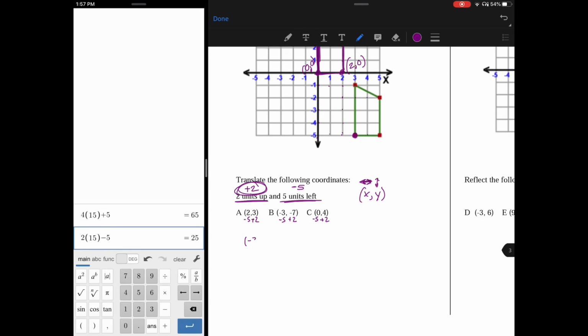2 minus 5 is -3, and 3 plus 2 is 5. So that's our new A. Our new B, -3 minus 5 is -8, and -7 plus 2 is -5. And then our new C coordinate, 0 minus 5 is -5, and 4 plus 2 is 6. So I use these rules, 2 units up and 5 units to the left, to figure out what I'm doing with my coordinates. So I'm subtracting 5 from the x coordinate and adding 2 to the y coordinate.